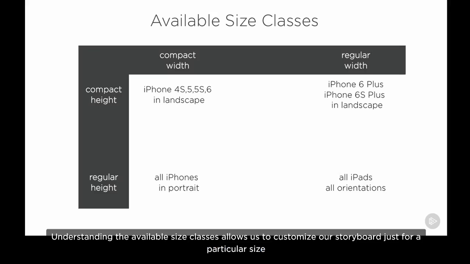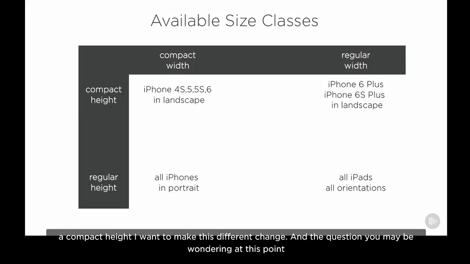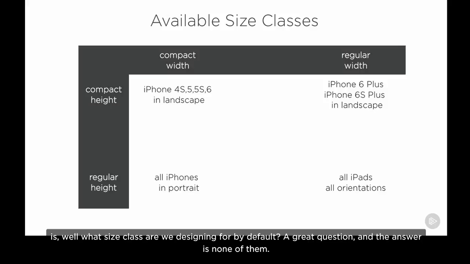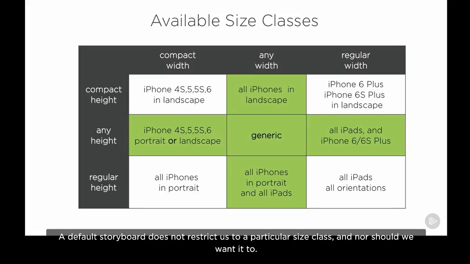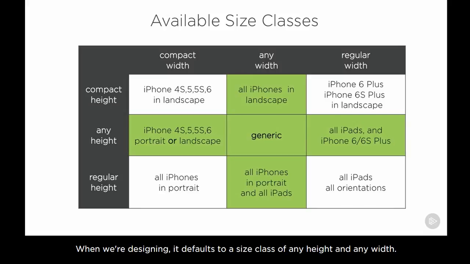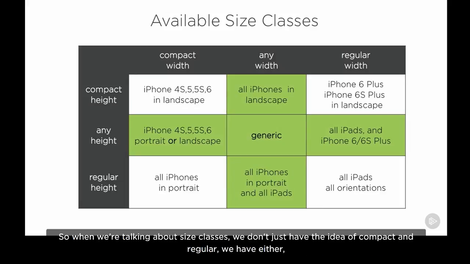Understanding the available size classes allows us to customize our storyboard just for a particular size class. To be able to say, well, when my app is running on a compact width, I want to make this change. Or if it's a compact height, I want to make this different change. And the question you may be wondering at this point is, well, what size class are we designing for by default? A great question, and the answer is none of them. A default storyboard does not restrict us to a particular size class, and nor should we want it to. When we're designing, it defaults to a size class of any height and any width. So when we're talking about size classes, we don't just have the idea of compact and regular, we have either, and that's the default.